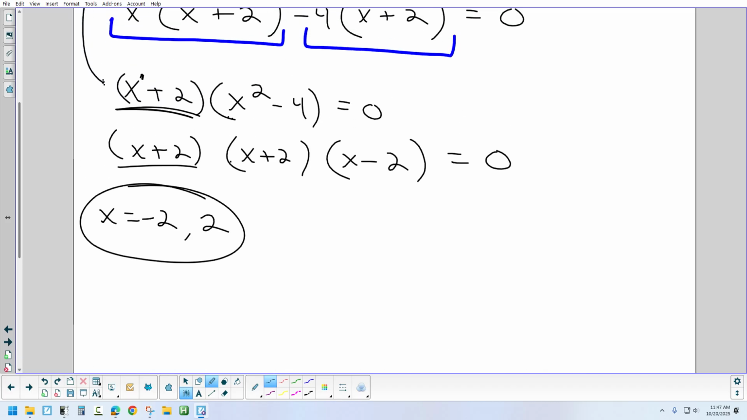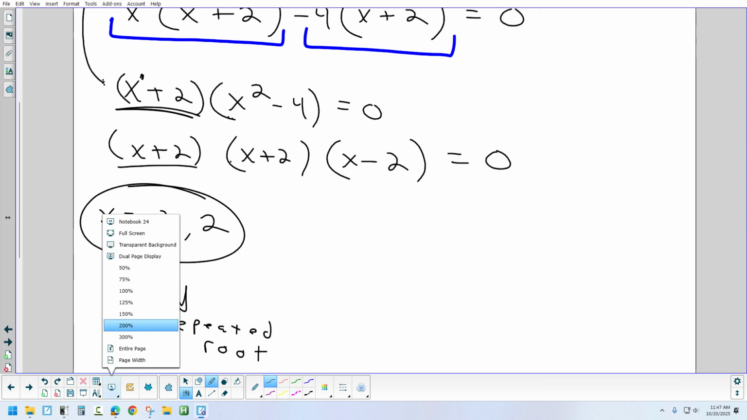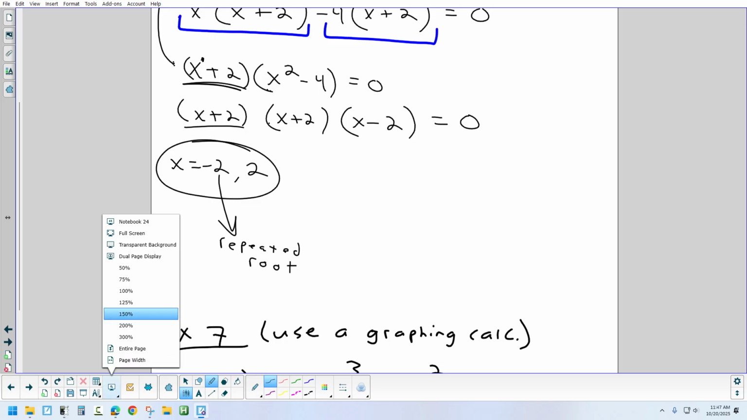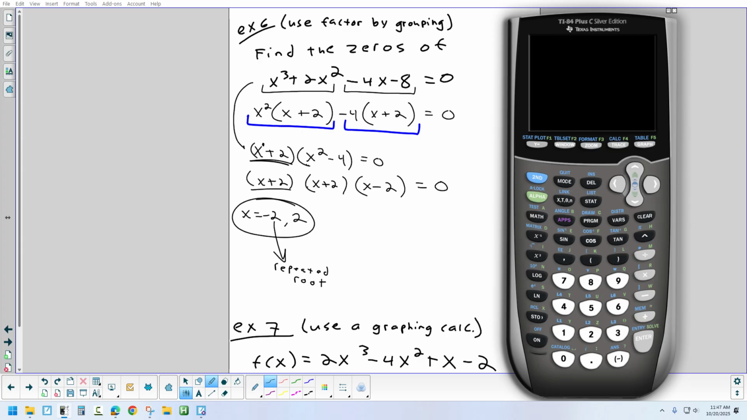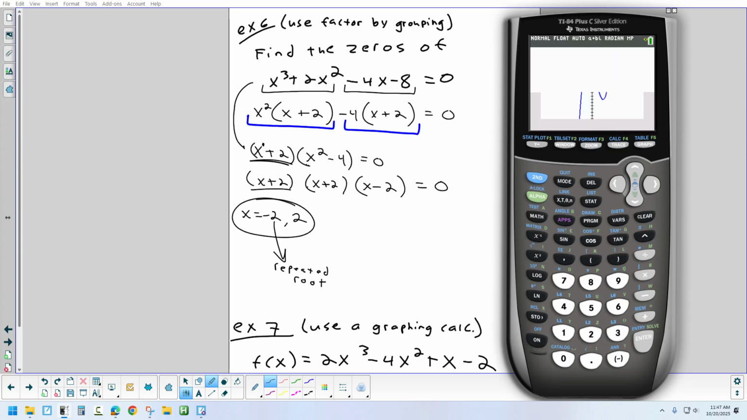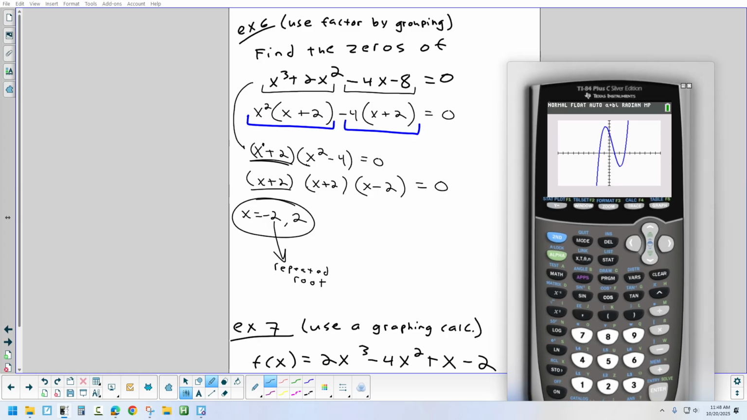So this answer, this is what we call a repeated root. Anytime you graph something with a repeated root, the way that it looks is it bounces off the graph at that point. It doesn't go through, it bounces. So see how this one, all 3 roots, it goes right through the axis. It doesn't bounce off the axis at all.